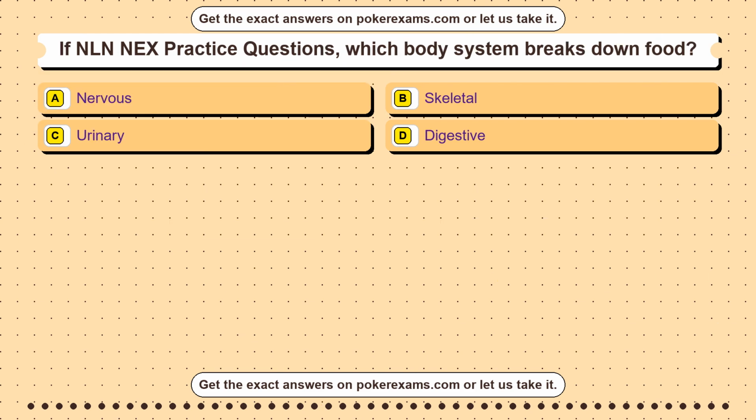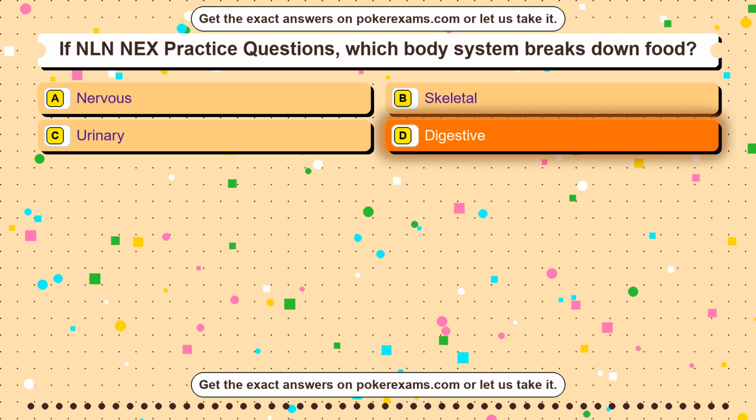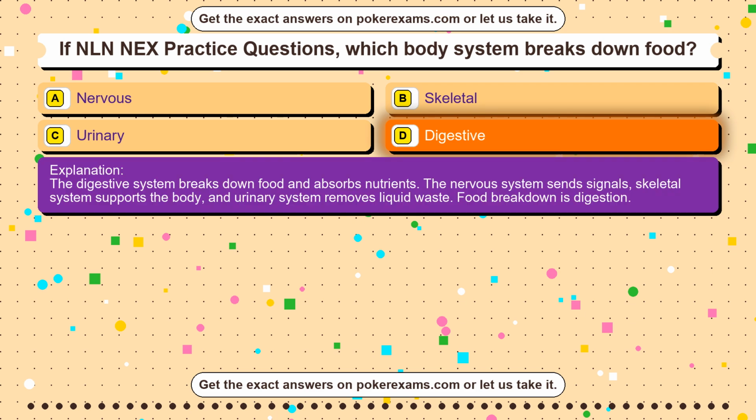Question 50. If NLN NEX Practice Questions, which body system breaks down food? Option A nervous. Option B skeletal. Option C urinary. Option D digestive. The correct answer is option D. Digestive. The digestive system breaks down food and absorbs nutrients.